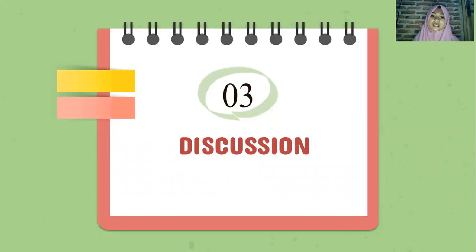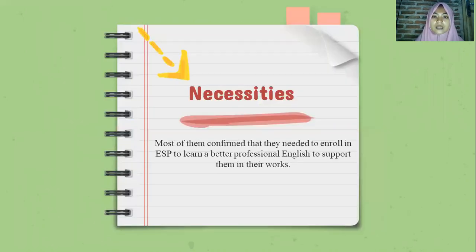The next is the discussion or the result. The focus was on the necessities, lacks, and wants of the students at semester 6 of Polytechnic Tonggak Equator. The interviews were used to find out why the students needed to enroll in ESP class, what they thought they needed to learn, and to what extent they thought they needed English in their job, study, and social life. And the details are as follows.